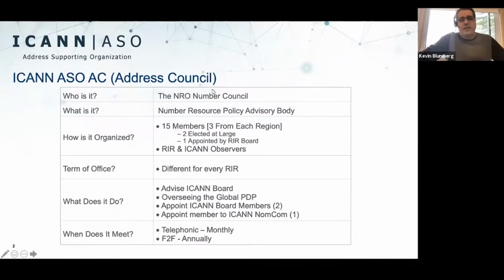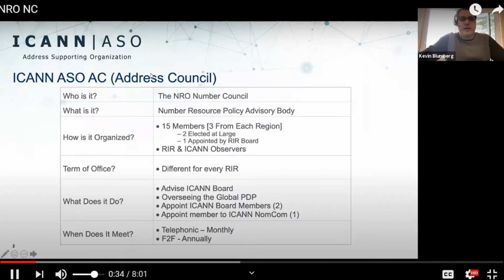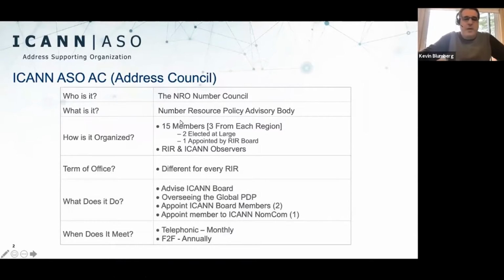The ASO AC, also referred to as the NRO Number Council towards the RIRs, is called the ASO AC towards ICANN, just to avoid any confusion. Effectively, it's the same terminology at play. We are 15 members, 3 from each region. 2 are elected and 1 is appointed by the respective RIR board. We also have a number of RIR and ICANN observers that join us regularly on calls. The term of office is different for each region, but for the ARIN region, it is 3 years.